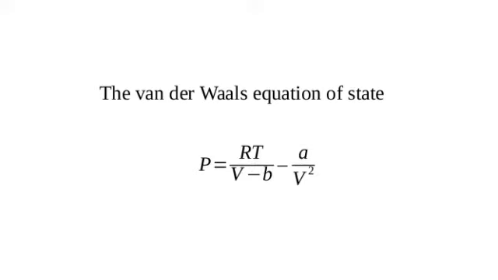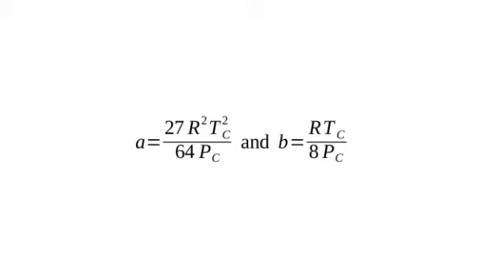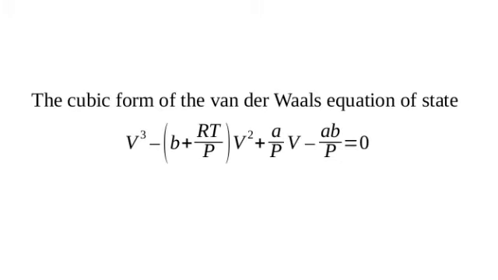We are already familiar with this form of equation, and this is the van der Waals equation of state. We need to find the roots of this equation, or you can say we have to find the value of the volume that will satisfy this equation. For this we will use the Newton-Raphson method and iterate. For iteration we need to convert this formula into a suitable form.